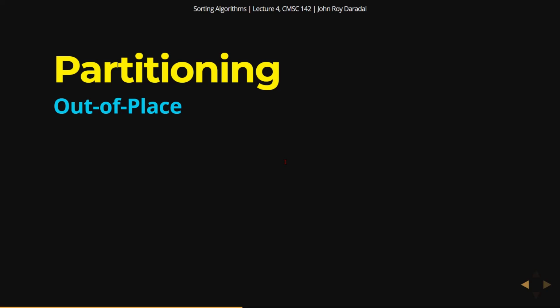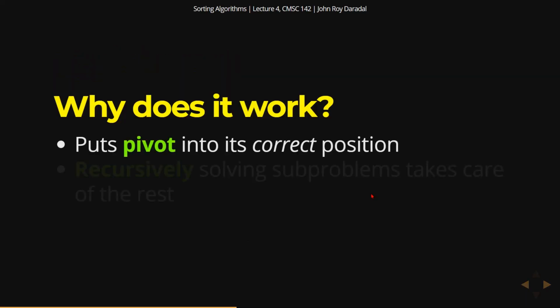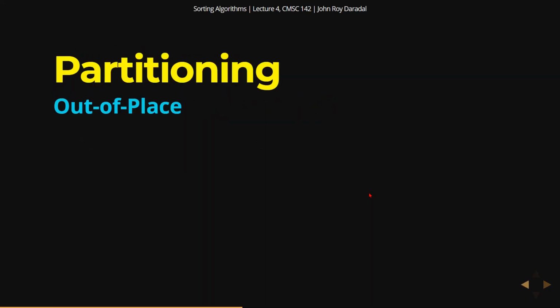By doing Quicksort again on this one, it will sort itself, and then this one will also sort itself here. Now there are 2 ways that we could partition. It could be out of place or in-place partition.